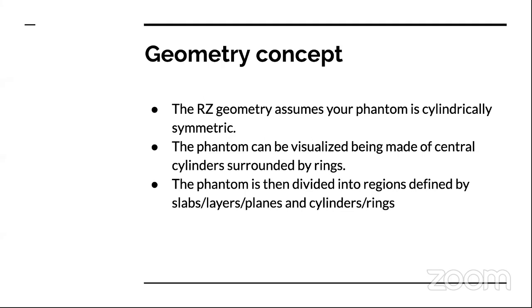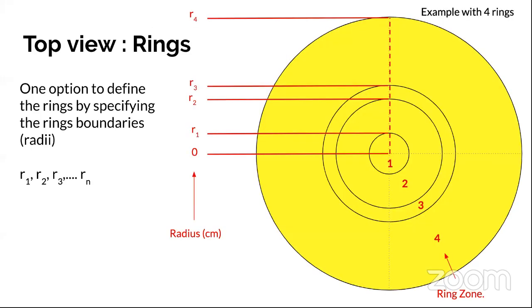So I'm going to demonstrate this. Imagine you have this phantom and we're looking at it from the top view. So from the top view, the phantom looks like a cylinder. And then we can divide this cylinder into a central cylinder and surrounding rings like this. So in this case, we have in the center a cylinder, and then it is surrounded by a ring. And then we have a third ring, a fourth ring. We can have as many rings. I think the limit is 61 or something like that.